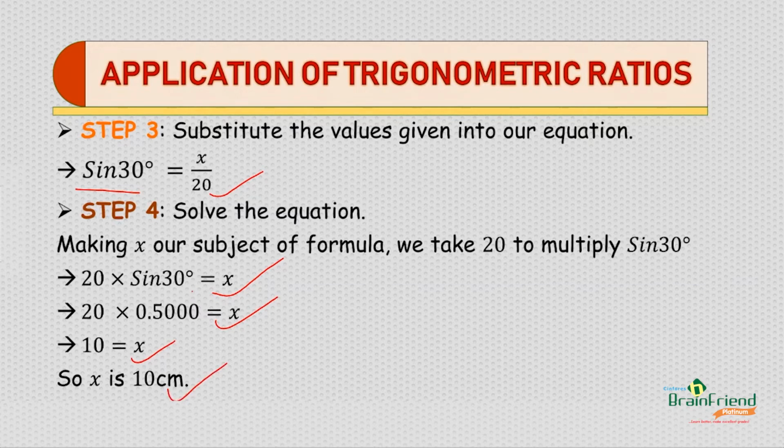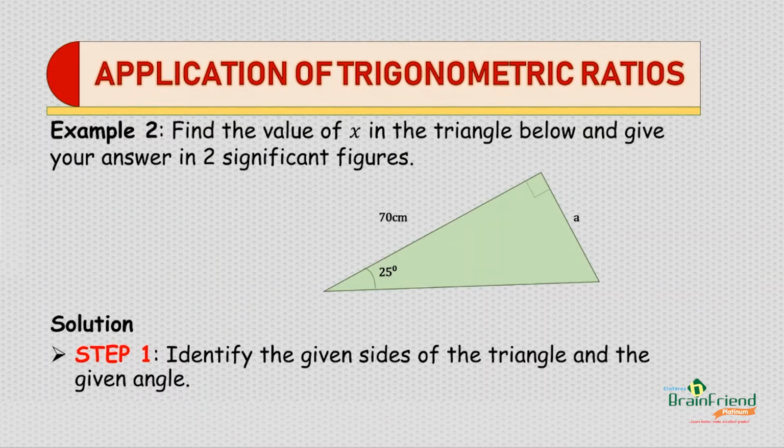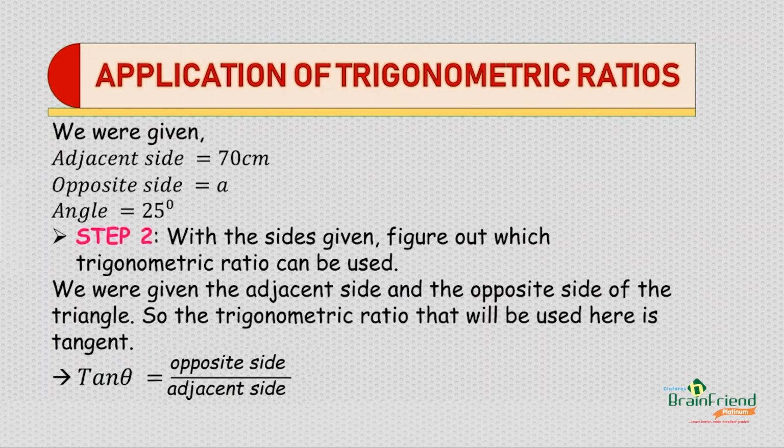So you can see that when we are given the length of a side of a right angle triangle and the angle, we can find another side of the right angle triangle. Let's look at another example. Find the value of x in the triangle below and give your answer in two significant figures. So our first step, we identified the given sides of the triangle and the given angle. We were given adjacent side to be 70 centimeters, opposite side to be A, and the angle given is 25 degrees.